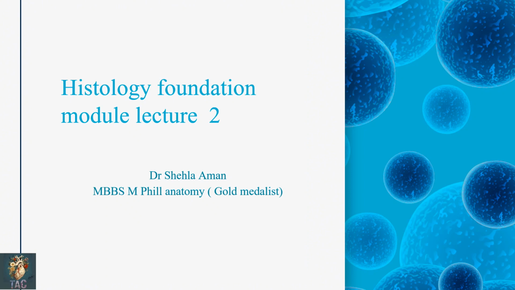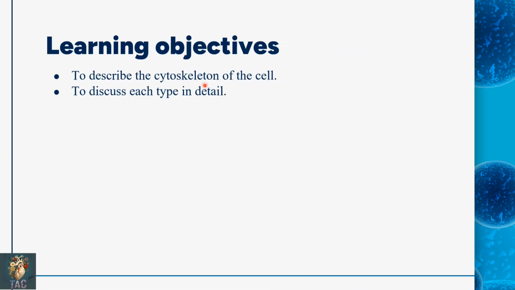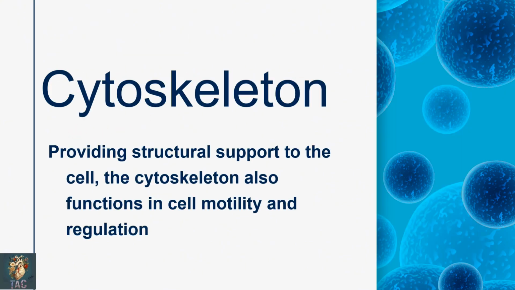In today's class of histology of the foundation module, lecture 2, we are going to discuss cell histology, and in cell histology we will do the cytoskeleton of the cell, and we will discuss each type of the filaments in detail. So what is cytoskeleton? The cytoskeleton provides structural support to the cell, and the cytoskeleton also functions in cell motility and regulation.